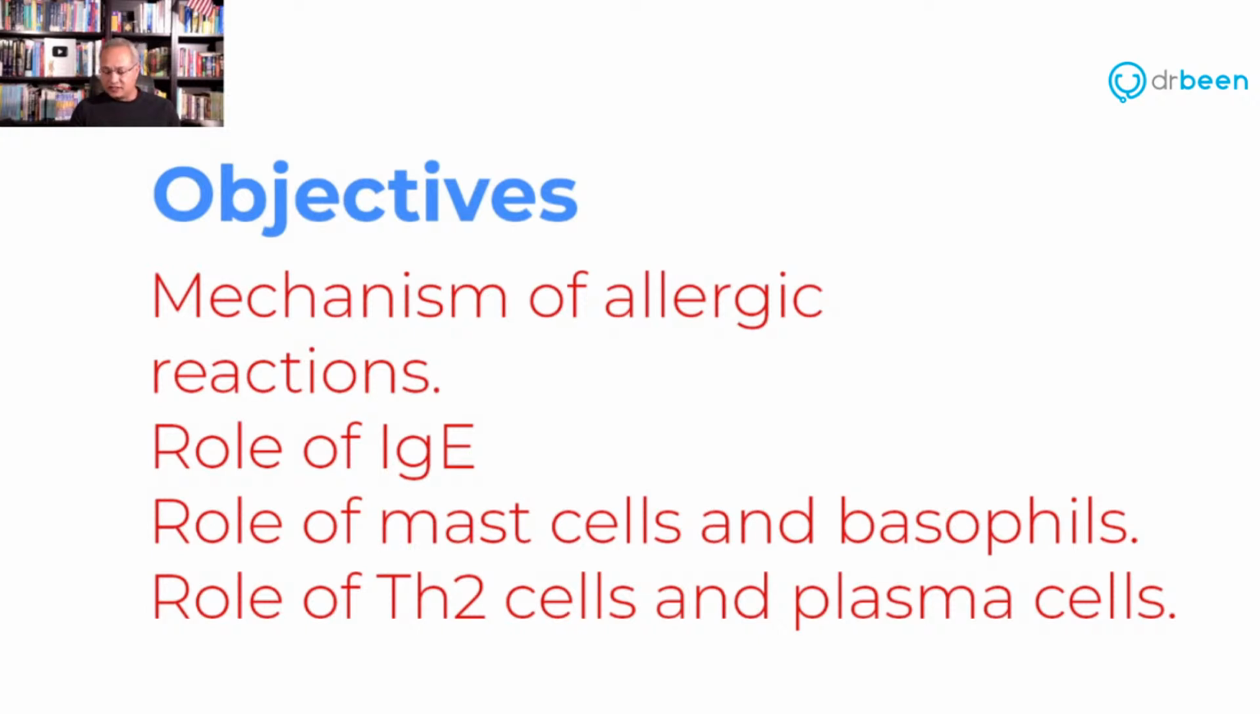Objectives for today's discussion. Number one, what is the mechanism of allergic reactions? What is the role of immunoglobulin E? What is the role of mast cells and basophil cells? And then what is the role of the T helper 2 pathway in this whole pathophysiology of allergic reactions? We should know these at the end of our discussion today.